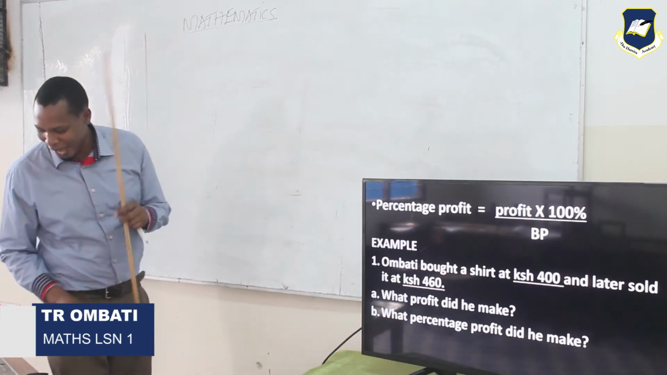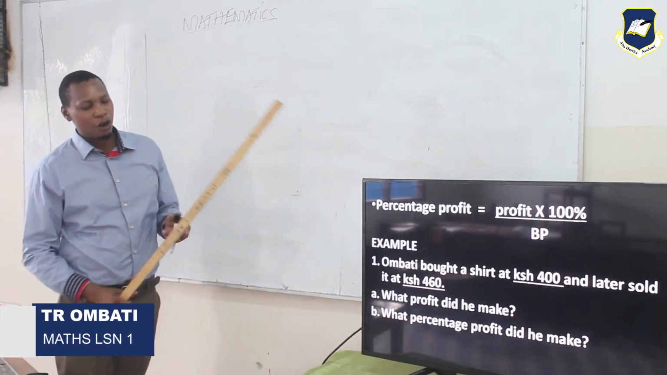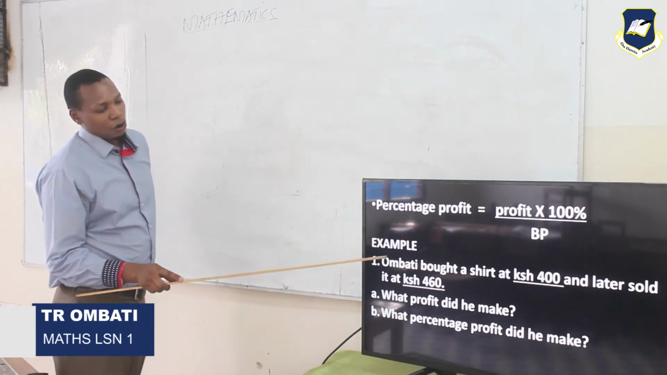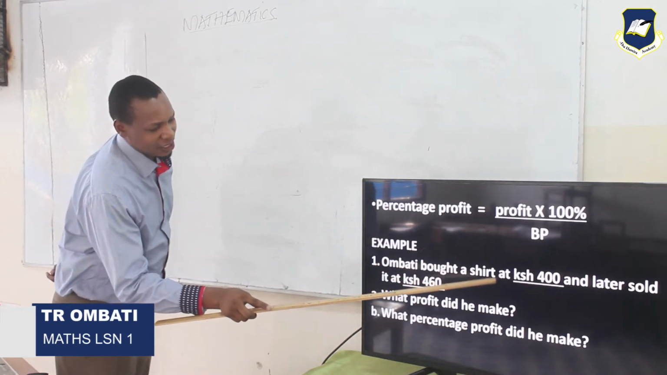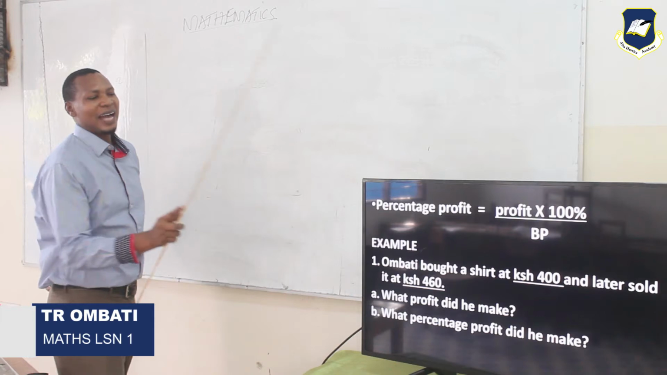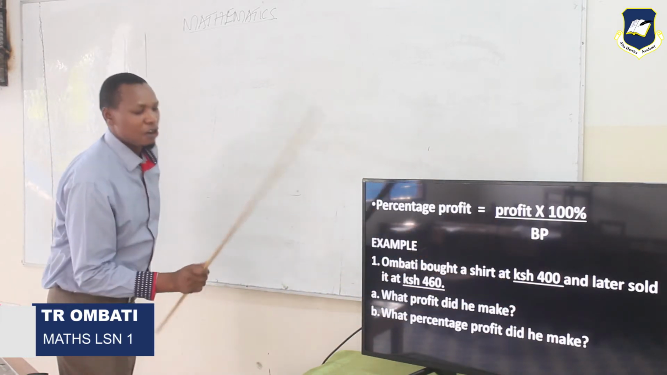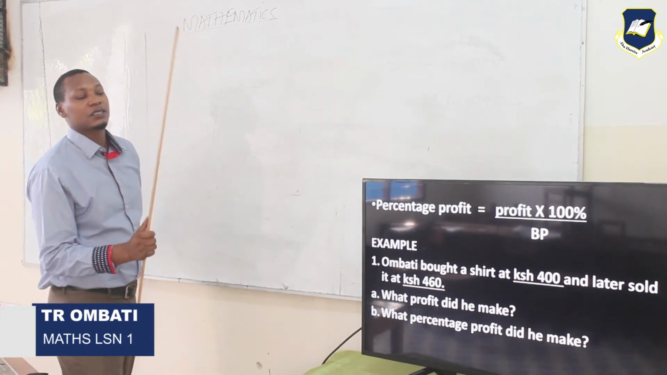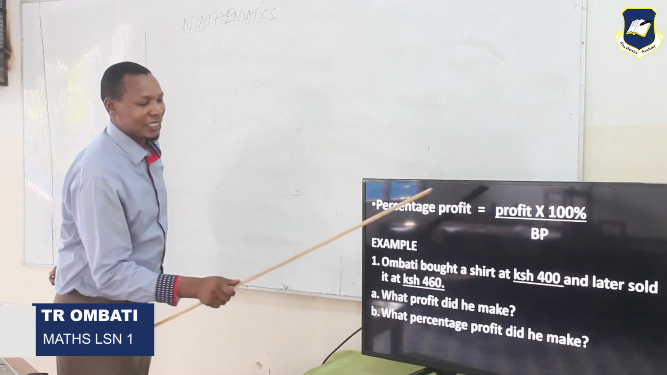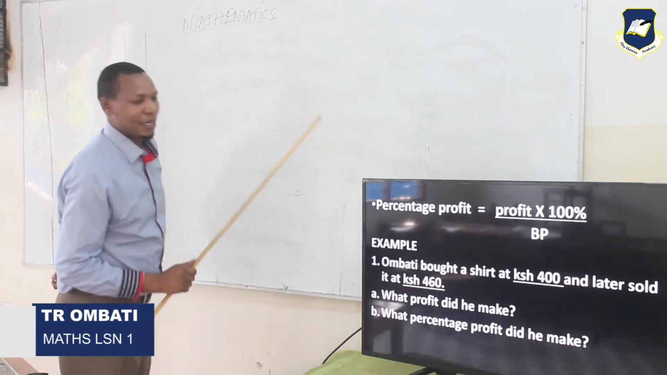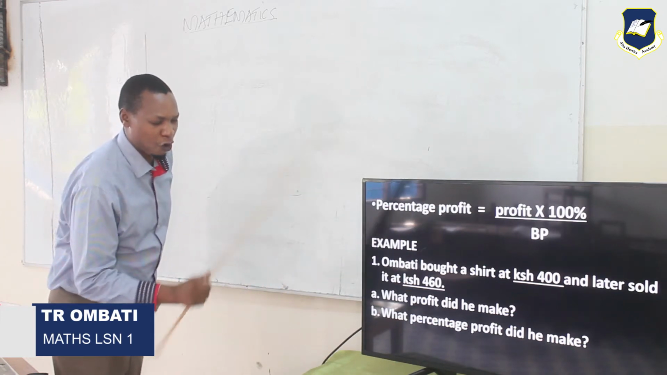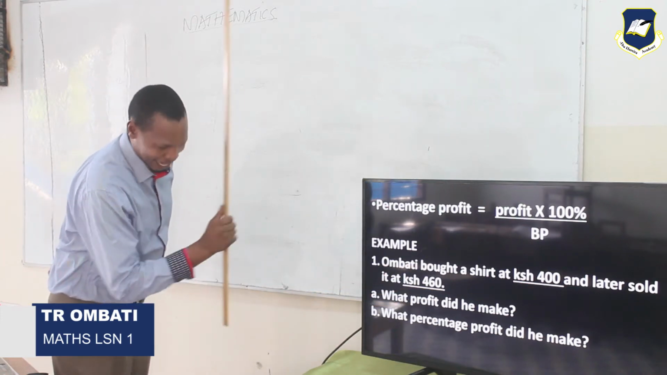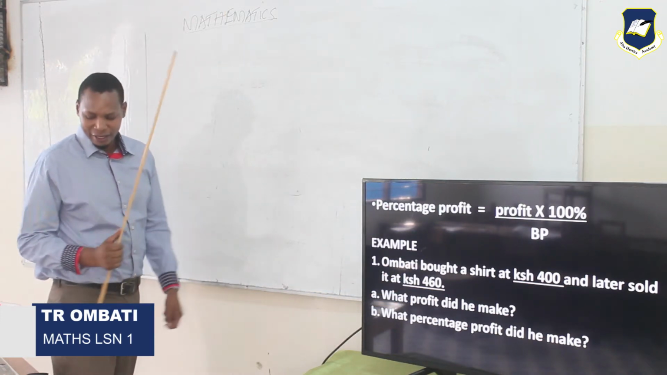So we now go to an example. After talking all this, let's see if we can do even one question. We have an example here. Ombati bought a shirt at 400 shillings and later sold it at 460 shillings. Get to understand that this question is a class 6 question. Ombati bought a shirt at 400 shillings and later sold it at 460 shillings. What profit did he make? That's what I want to emphasize.